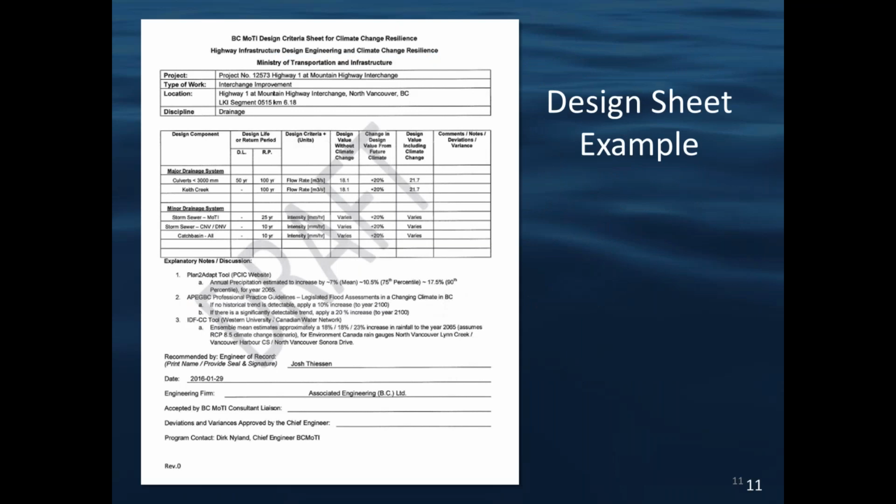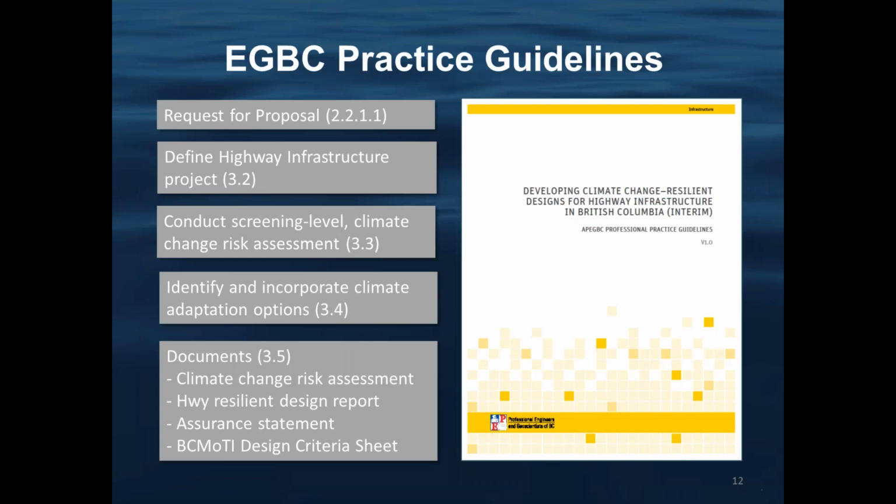This is what the sheet looks like. All this stuff is on our website, by the way. EGBC took part in the development of the technical circular, and as part of that work, they put together their own group, and they put together a practice guideline for climate change associated with the technical circular, in other words, our highway infrastructure. But the idea is that this could be used as a guideline for all civil infrastructure.